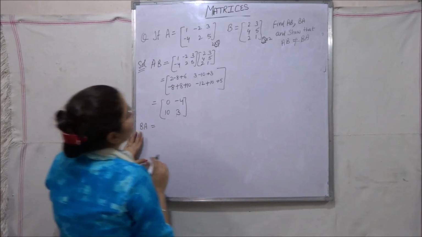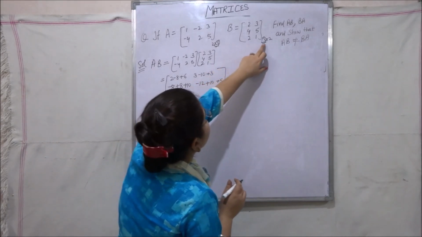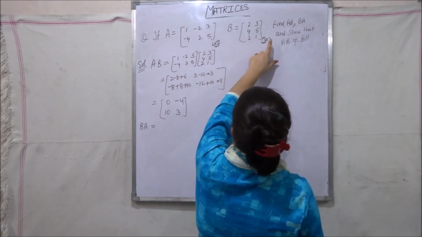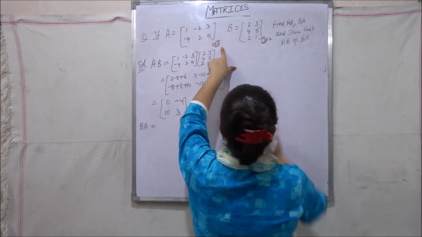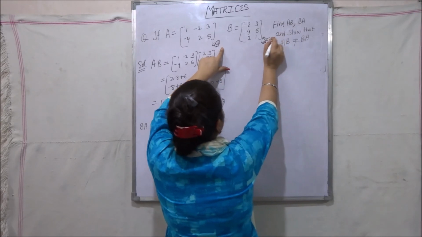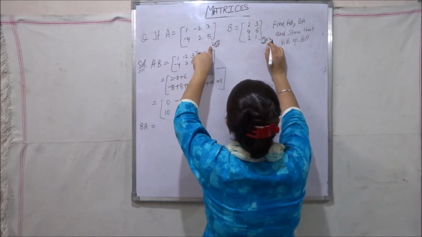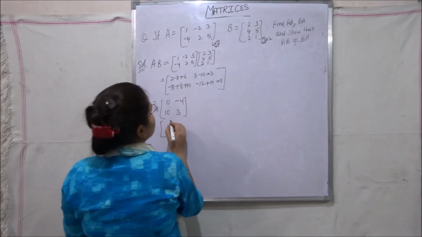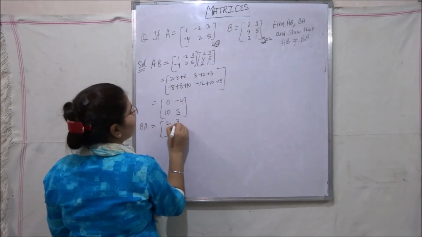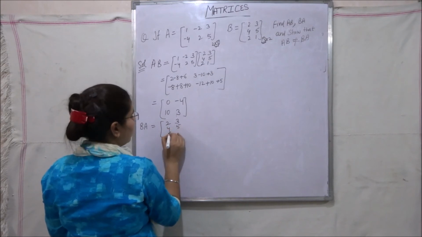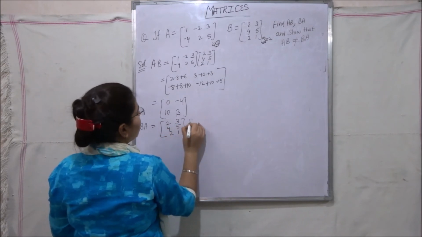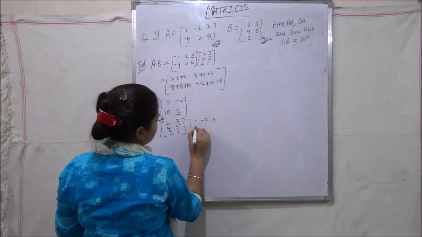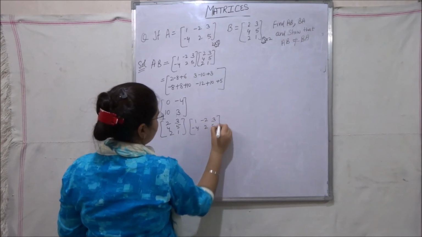For that we will first define that B is 3 cross 2 and A is 2 cross 3. So the columns of the first matrix are equal to the rows of the second matrix. Therefore BA is also defined. So let's multiply 2, 3, 4, 5, 2, 1 with 1, minus 2, 3, minus 4, 2, 5.